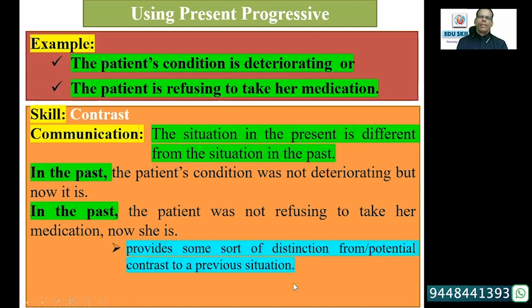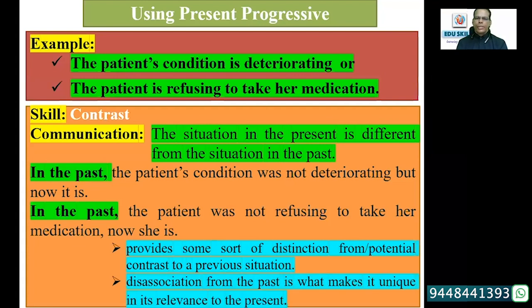So this particular present progressive tense provides some sort of distinction from or potential contrast to a previous situation. The situation now is not the same as the previous, maybe when the patient was admitted or earlier. Okay, there is a change. So the progressive tense will tell you there is a change. Please take note of the change and render the necessary service.